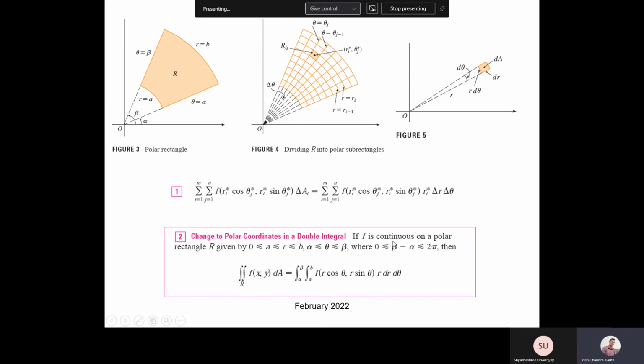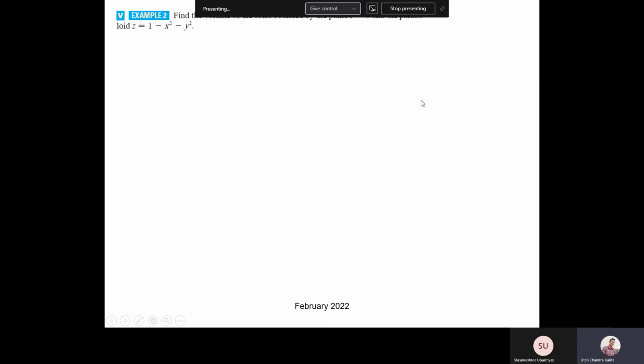And here one thing you have to remember, that beta minus alpha has to lie between 0 and 2 pi. Okay, fine. So let us work out certain examples.